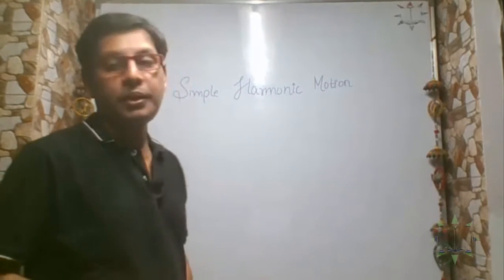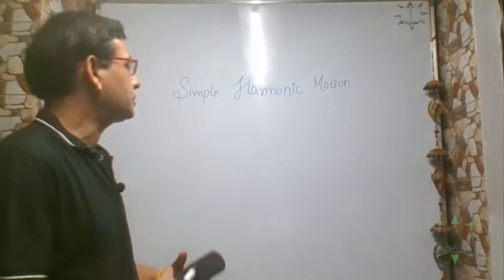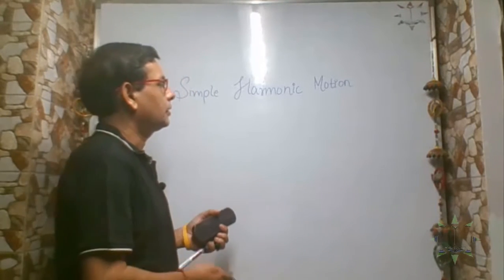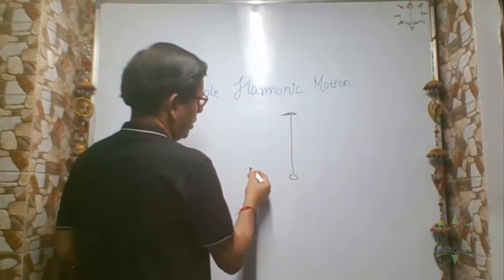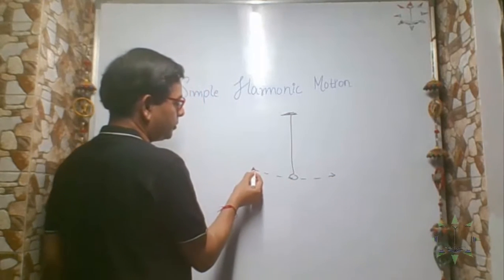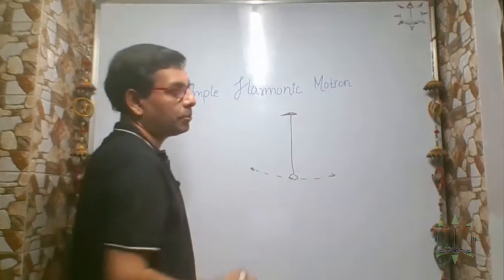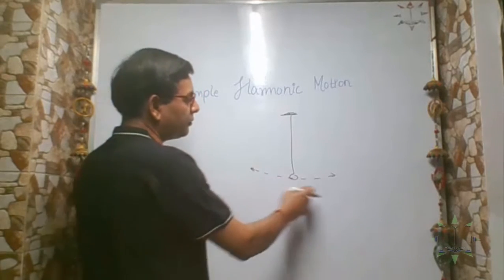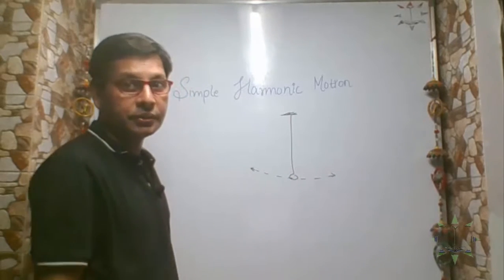What is actually simple harmonic motion? Let us first try to understand some examples of simple harmonic motion. Suppose you have a pendulum. How does the pendulum oscillate? It goes towards one end, comes back, again goes towards it, and again comes back. So this motion is an example of simple harmonic motion. What are the characteristics of it? It is to and fro motion. It repeats itself again and again. It is a periodic motion.